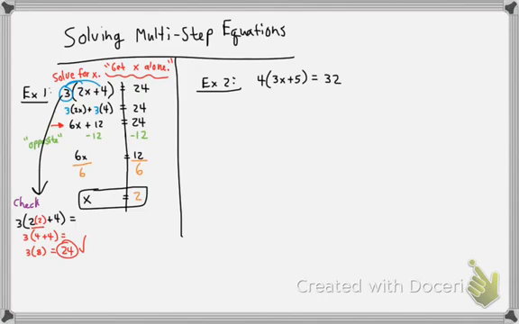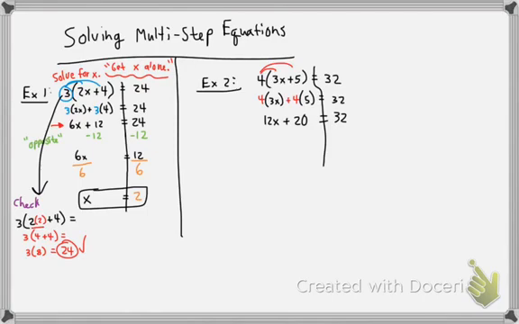Let's check out example 2. Let's again start by distributing. So 4 times 3x plus 4 times 5 equals 32. On the left, we're going to have 12x plus 20. 12x plus 20 equals 32.